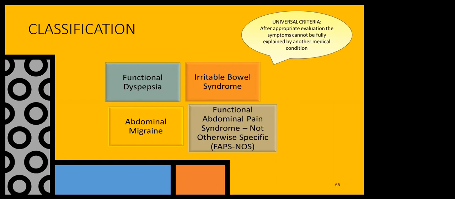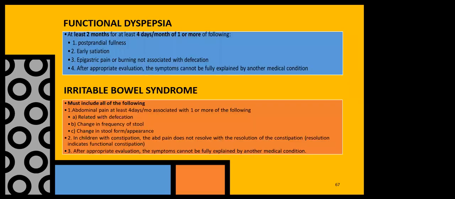Okay. So for functional dyspepsia, at least 4 days per month, it can include one or more of the following, such as postprandial fullness, early satiation, epigastric pain. For IBS, it is abdominal pain at least 4 days per month with one or more of the following, related to defecation, or change in form or appearance of stool. In children with constipation, the abdominal pain does not resolve with resolution of the constipation itself.